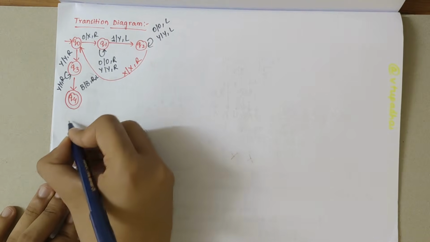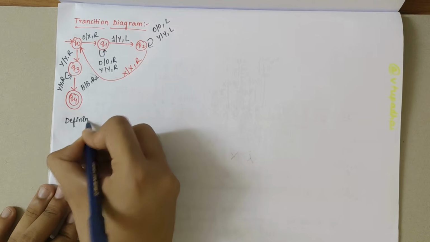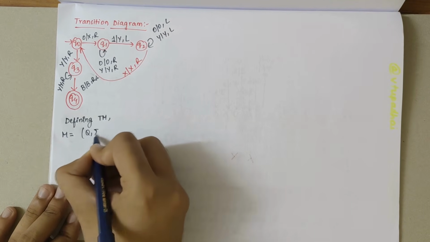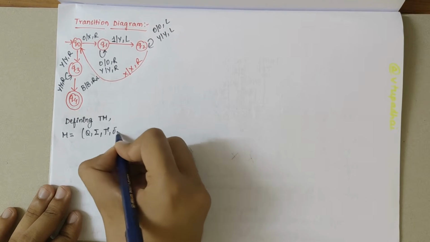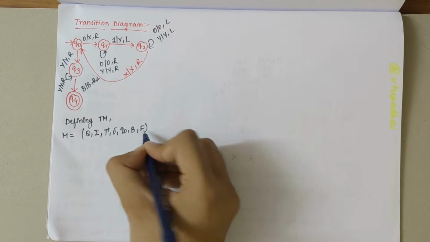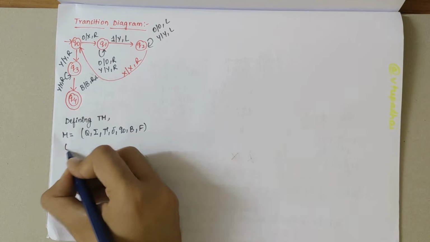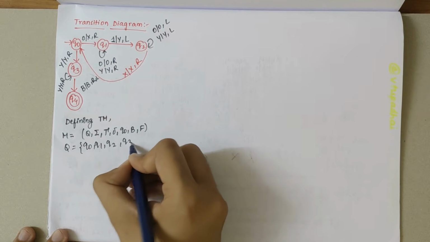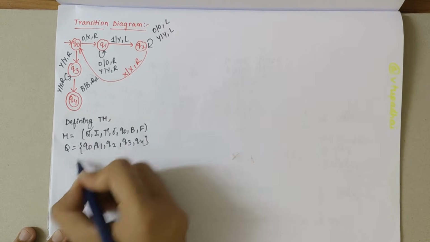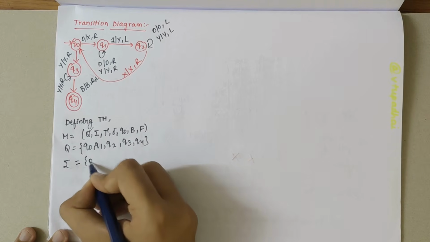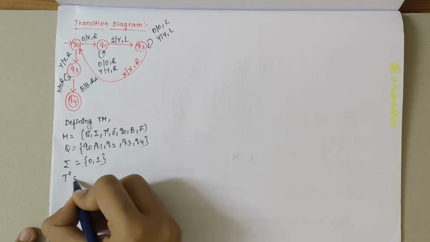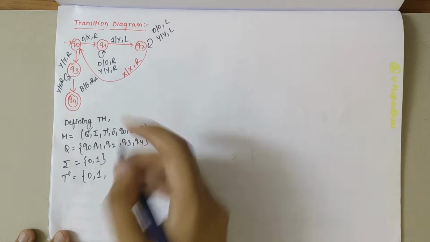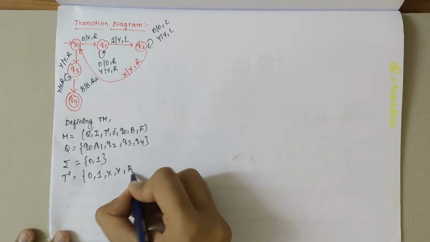Now I'll define the Turing machine. M is equal to Q, sigma, tau, delta, q0, B and F, where Q comprises of all the states, q0, q1, q2, q3 and q4 are the states. Sigma comprises of zeros and ones. Tau here has 0, 1, x, y and B.